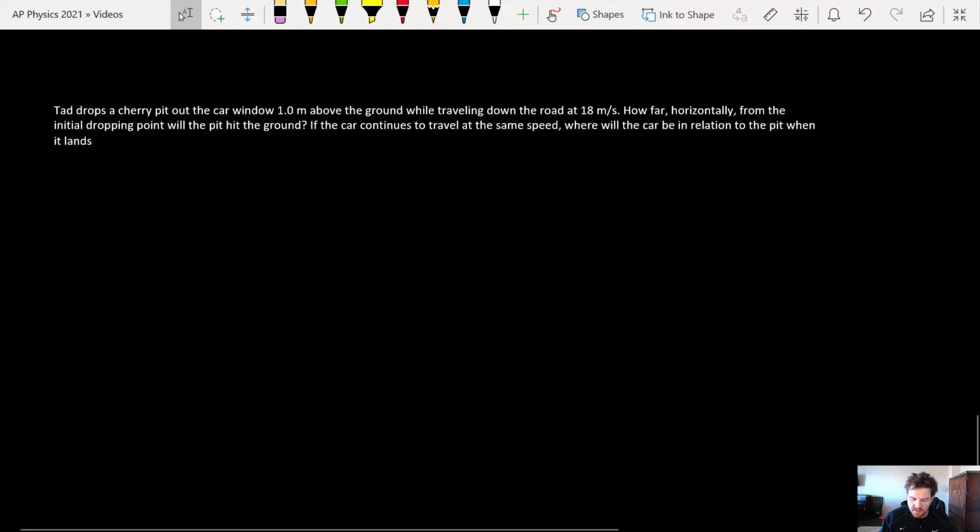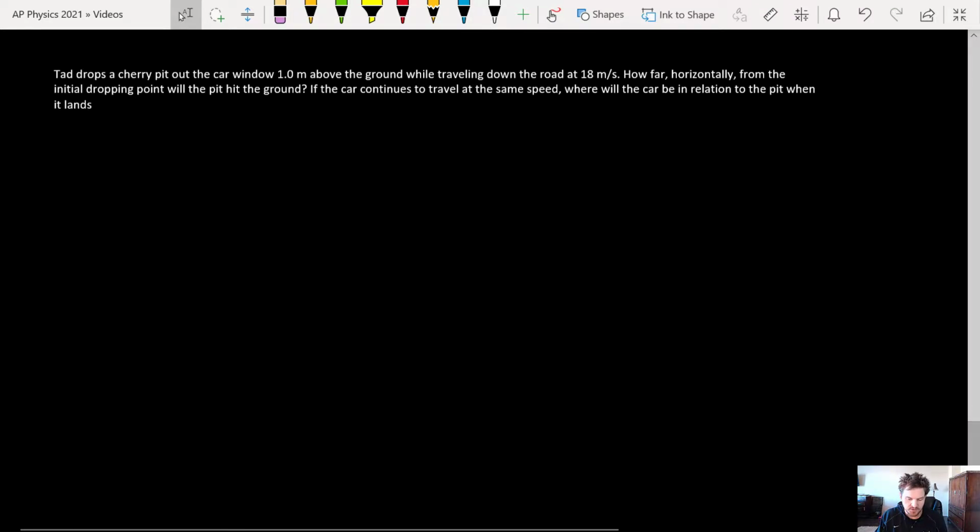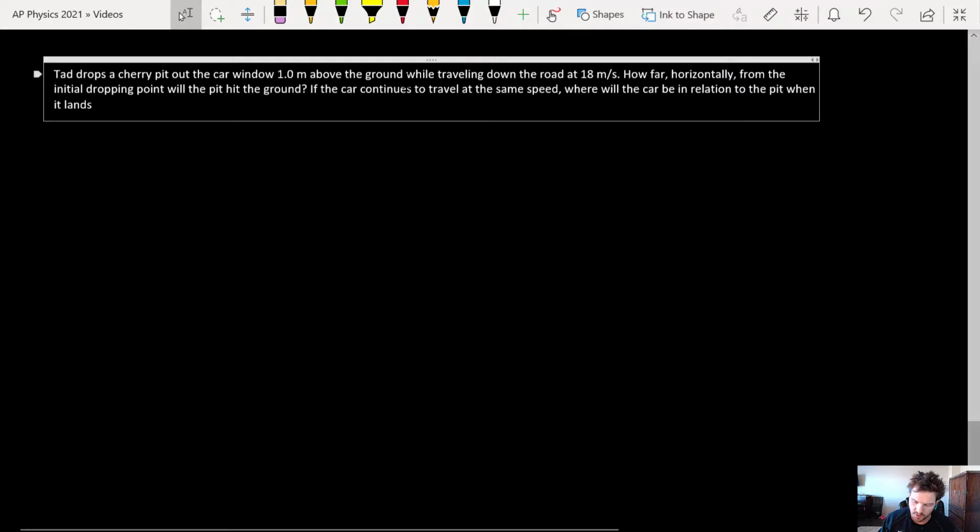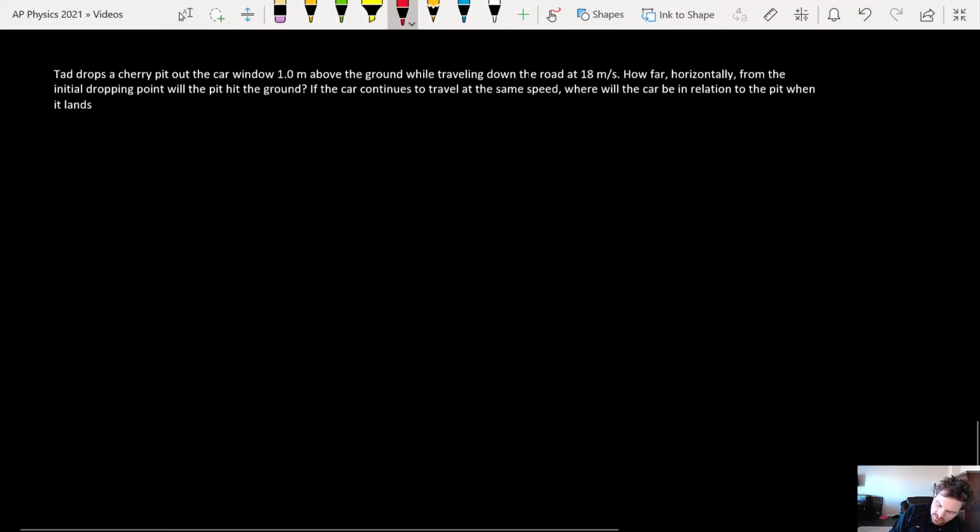Last one. Tad drops a cherry pit out of the car window that is 1 meter above the ground while the car is traveling down the road at 18 meters per second. So that's important. How far horizontally from the initial dropping point will the pit hit the ground?